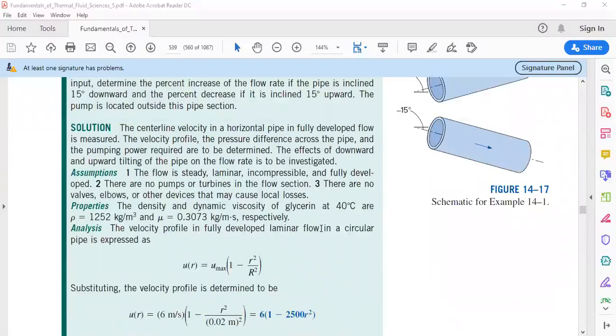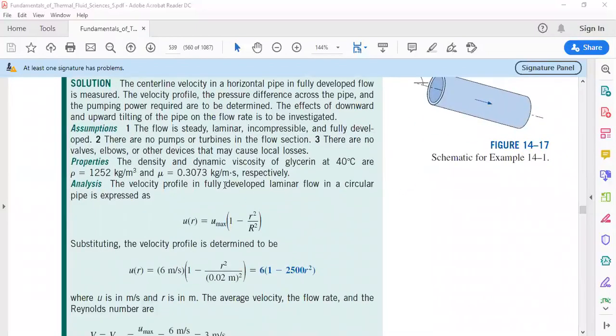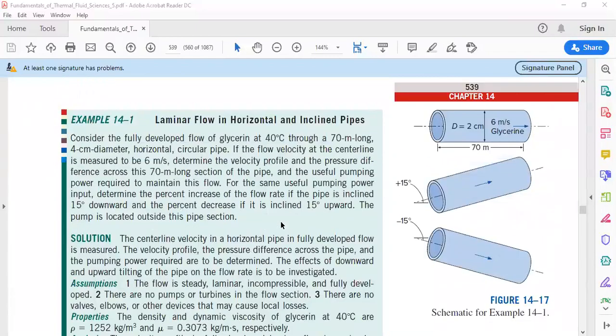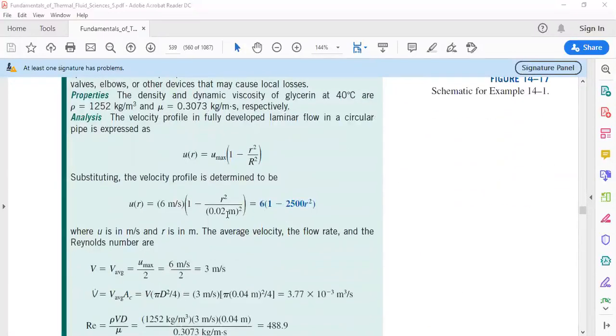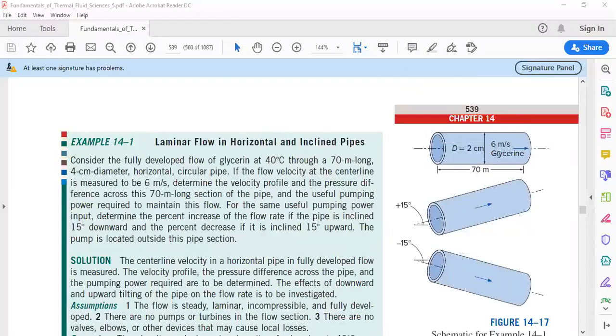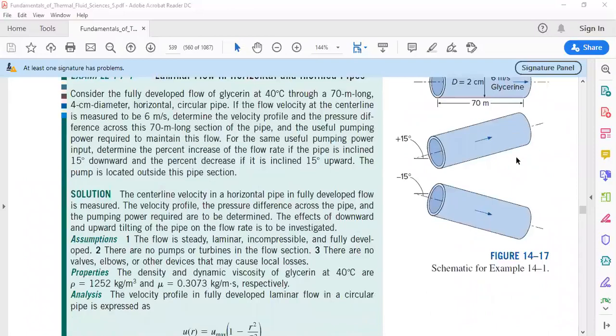The velocity profile in fully developed laminar flow in circular pipe is given through this equation. It's mentioned here that the flow velocity at the center line is 6 meters per second, and from the velocity profile of fully developed laminar flow, we know that the maximum occurs at the center line. So this represents the maximum. So the velocity profile is given according to this equation, since this is the maximum velocity. So again, the 6 meters per second is the velocity at the center line, not the average velocity.